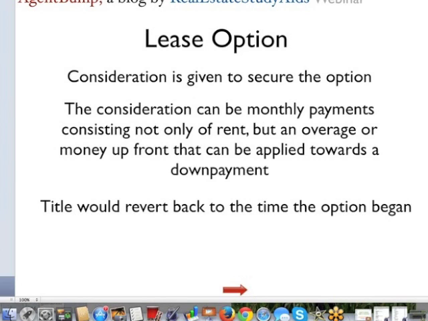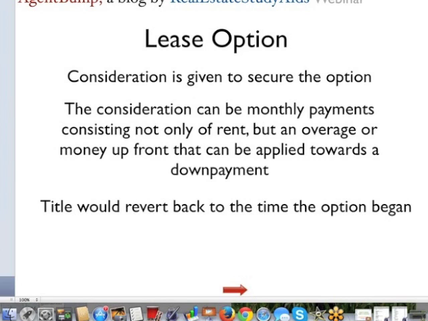What if I just walk away and I just say, you know what? I don't want to buy the property. I want my money back. I don't want it. Can I do that? No. No. No. Unless it was in the contract. Right. And it wouldn't be.